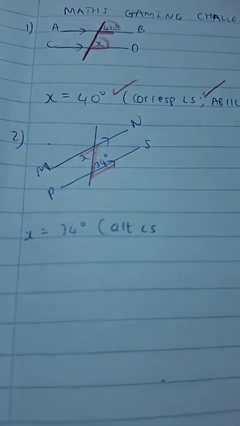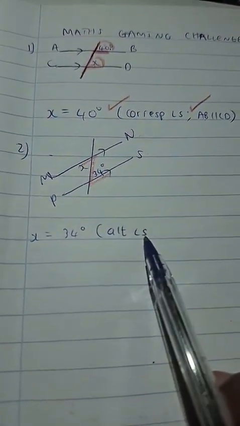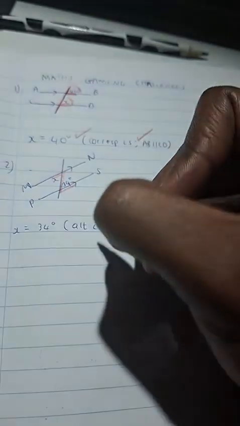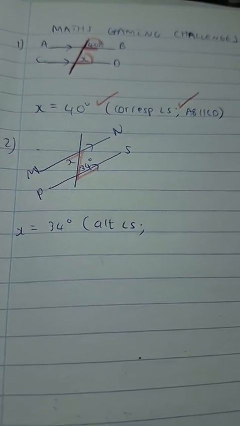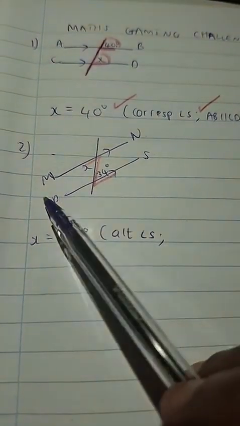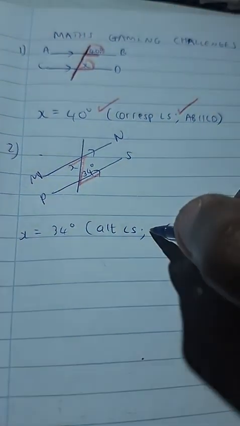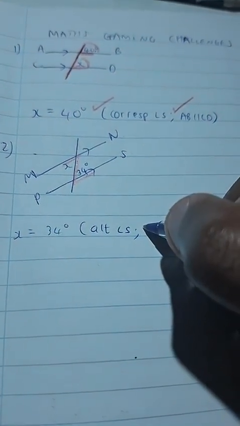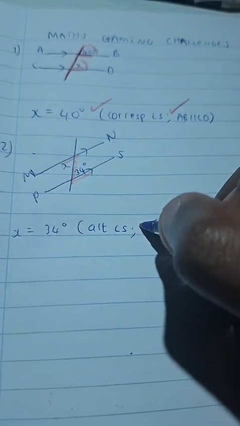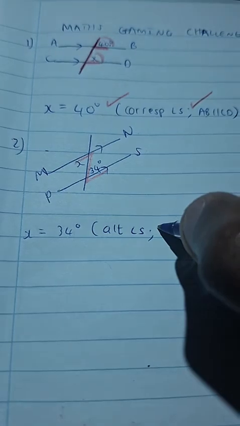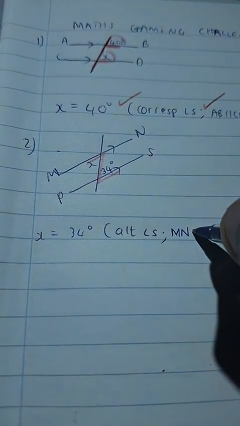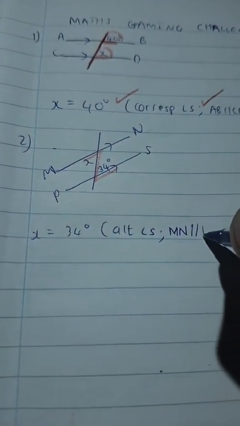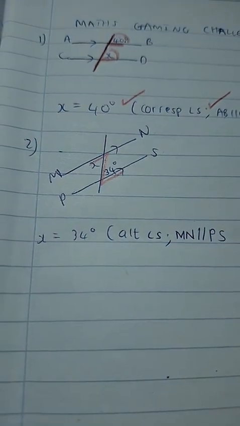The reason is, and it's very important that we write the reason correctly, we say alt angles, but we don't end there. We write a semicolon and we state the lines that are parallel. Which lines are parallel, guys? Can we see the lines that are parallel? Okay. MN is parallel to PS.